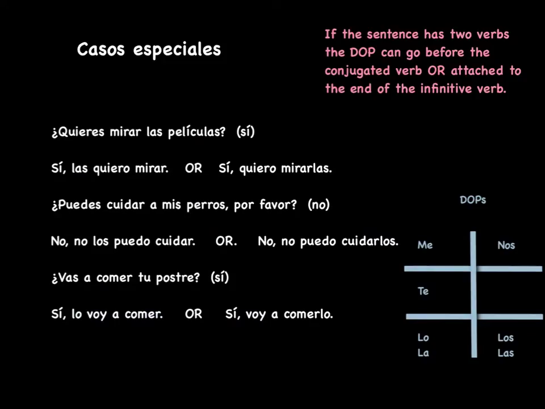Let's look at some special cases here, casos especiales. If the sentence has two verbs in it, instead of just the one that we've been working with so far, the direct object pronoun can go before the conjugated verb or attached to the end of the infinitive verb. So before the conjugated, or now this is new, attached to the end of the infinitive verb. Let's look at a couple examples. ¿Quieres mirar las películas? And the answer will be sí. Sí, las quiero mirar, substituting las películas.